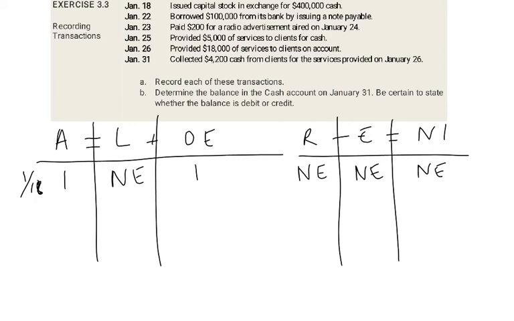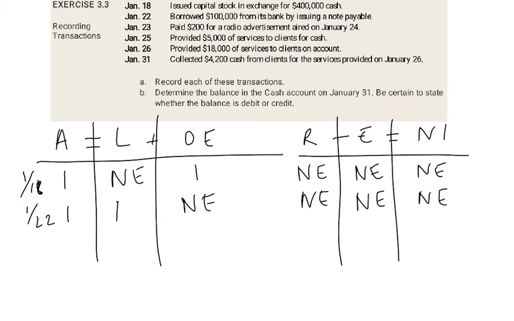Let's look at January 22nd. Borrowed $100,000 from its bank by issuing a note payable. Did we increase our assets? Yes, we received cash. And how did we do that? We did it by incurring a liability or a note payable. So therefore, since we've increased our assets and liabilities, there's no effect on our owner's equity to balance the equation. Did we have any revenues? No, we did not. Any expenses? No. And therefore no effect on net income.